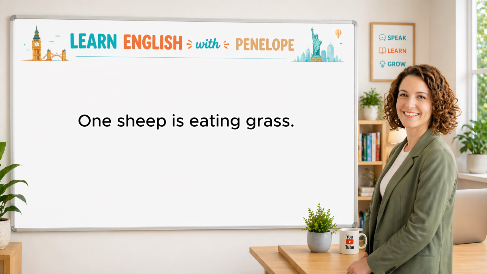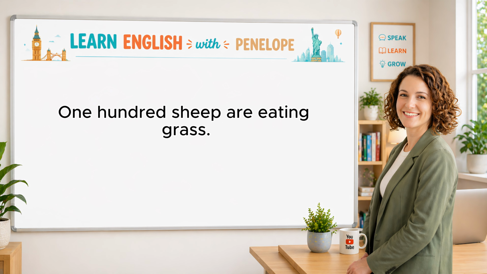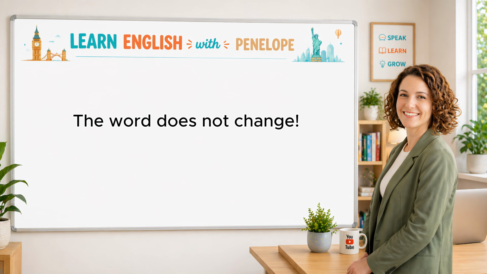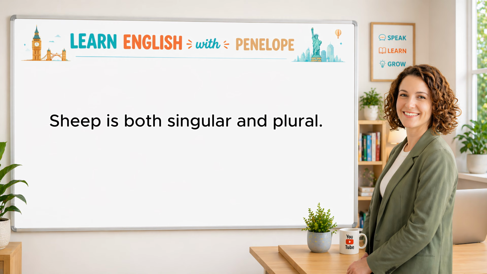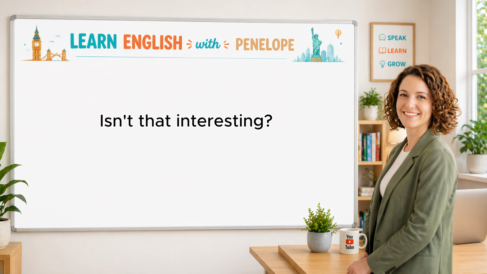Example 10, sheep, sheep. 1 sheep is eating grass. 100 sheep are eating grass. The word does not change. Sheep is both singular and plural. Sheep, sheep. Isn't that interesting?